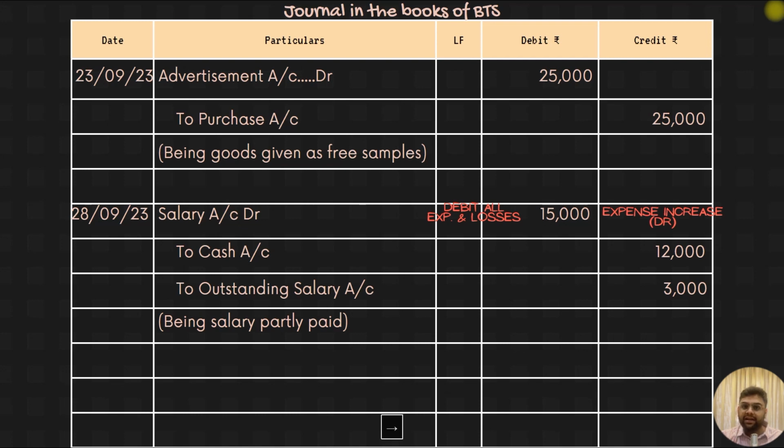So cash will be credited, credit what goes out, asset decrease credit. Out of 15, you have paid 12, 3 is yet to be paid. It is an unpaid expense, which is nothing but a liability. You create a liability in the name of outstanding salary to the extent of 3,000. Outstanding salary will be credited because liability increase credit as per the modern approach or credit the giver as per the traditional approach. Giver? How is outstanding salary the giver? That doesn't make sense. This is one more example of when traditional approach is not applicable.